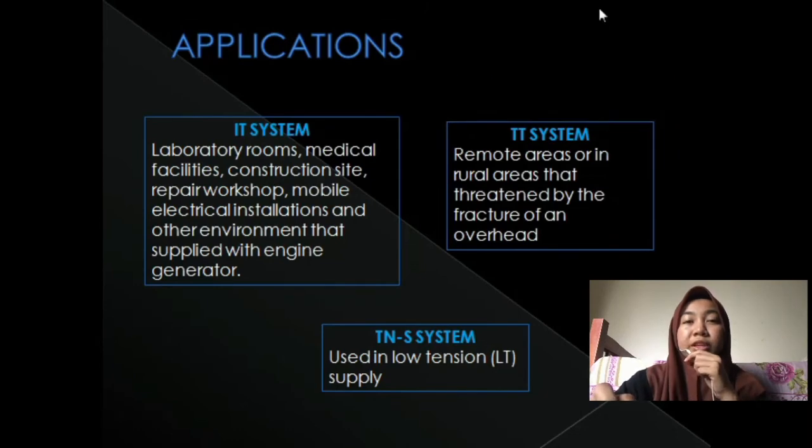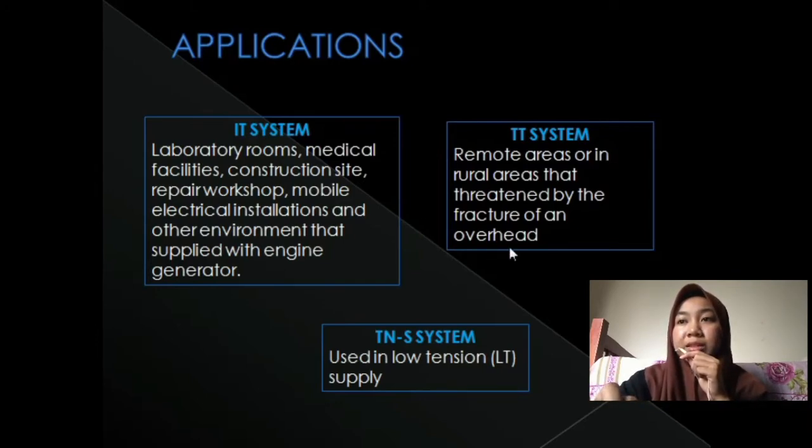And for application, the IT system is used in laboratory rooms, medical facilities, construction sites, repair workshops, mobile electrical installations, and other environments supplied with engine generators, where there can be an increased risk of installation fault. The IT system is used because of its cost. The cost is cheap.